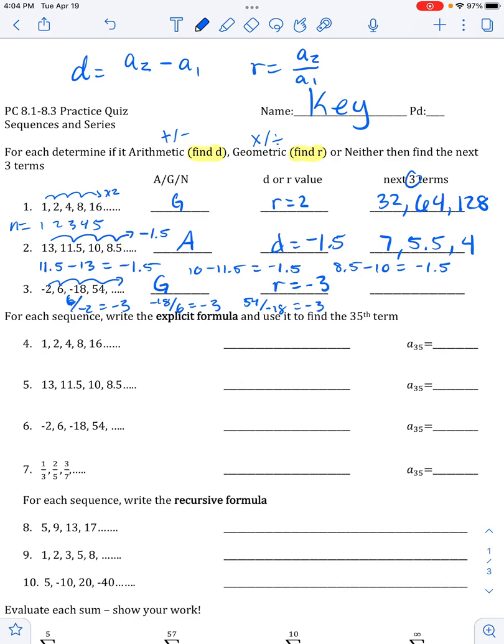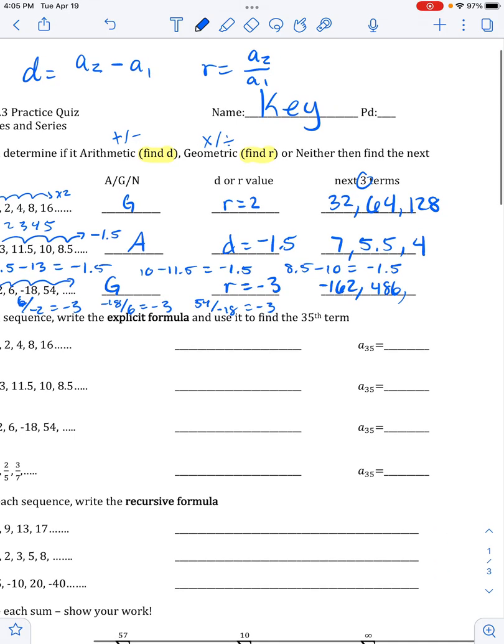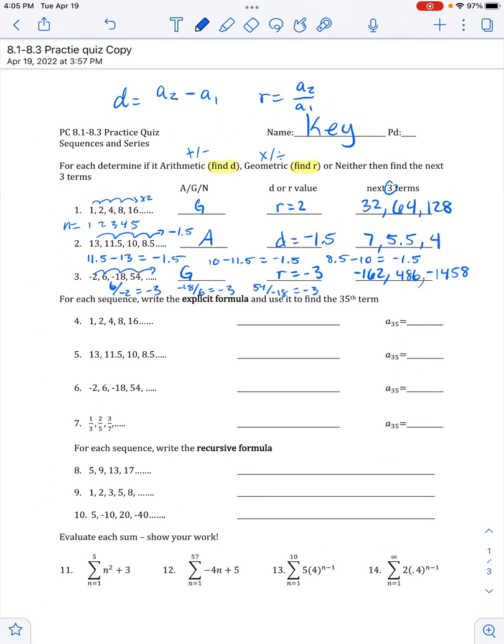So 54 times negative 3 is going to put me back at a negative number, but then when I multiply that negative by negative 3, it goes back to being a positive number, and then times negative 3 again is going to put me at a number that hopefully will fit, negative 1, 4, 5, 8. Okay, so all of these are either geometric or arithmetic.